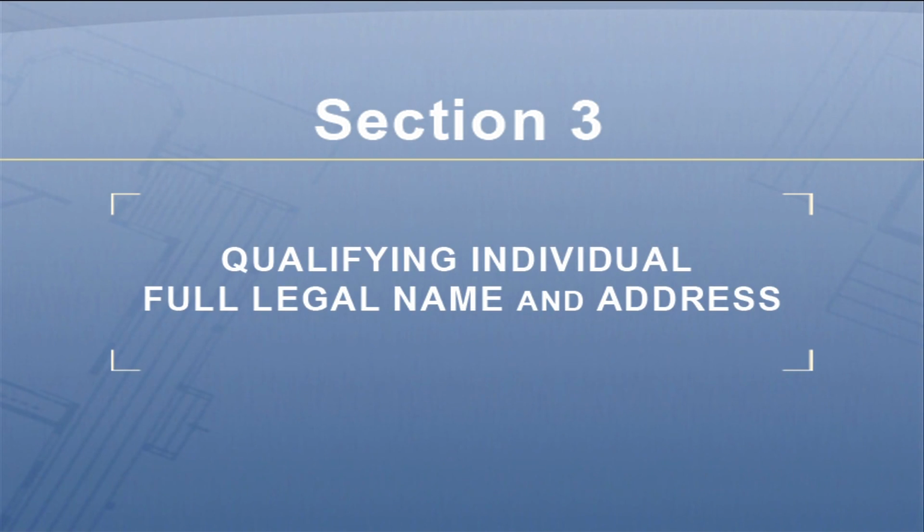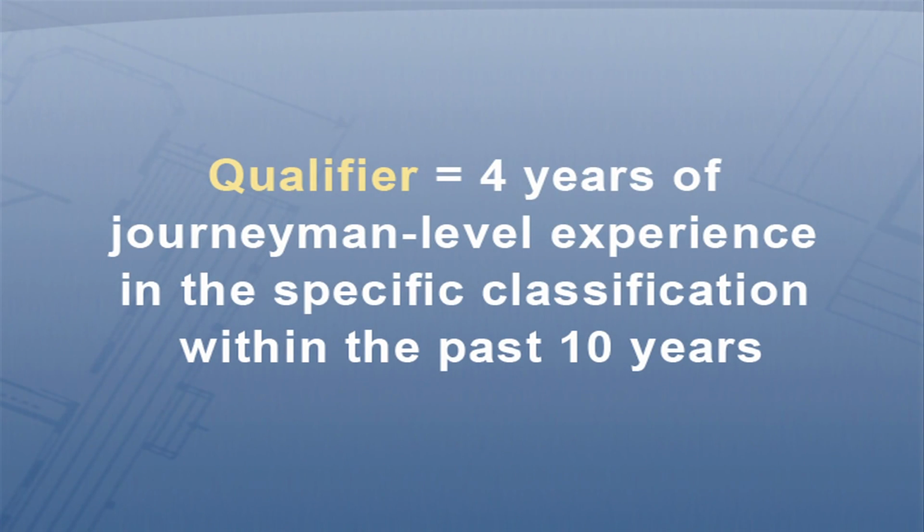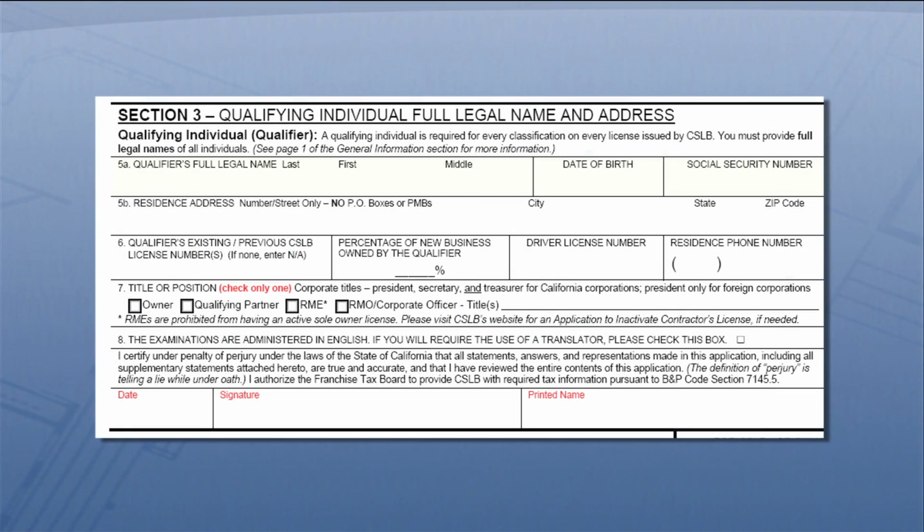Section 3 is where you'll be filling out information on the qualifying individual. Remember, that's the person who has the relevant, journey-level, hands-on experience required for the license classification. On line 5A, be sure to include your full legal name, date of birth, and Social Security number. If you don't have a middle name, write the words "no middle name," or if your first or middle name is an initial, in parentheses, write the words "initial only" after the letter.